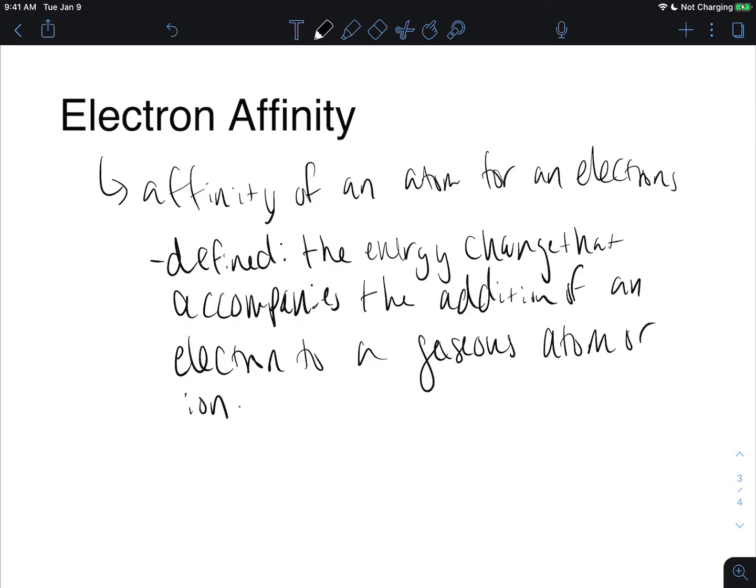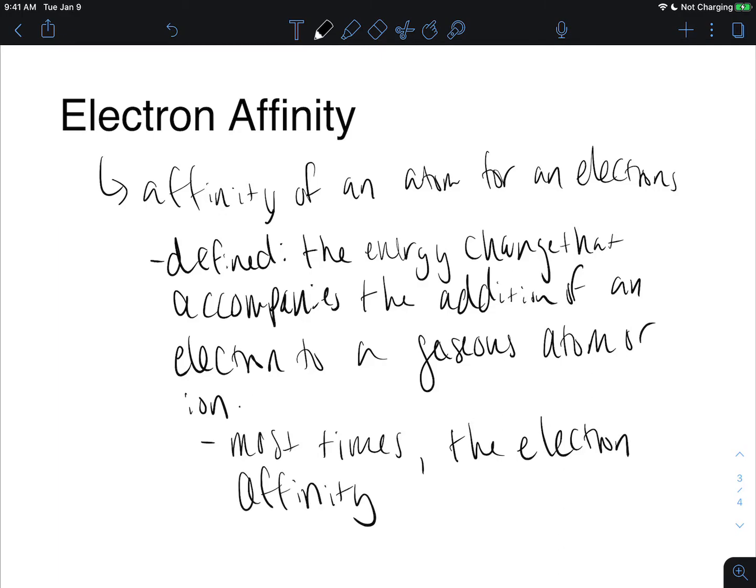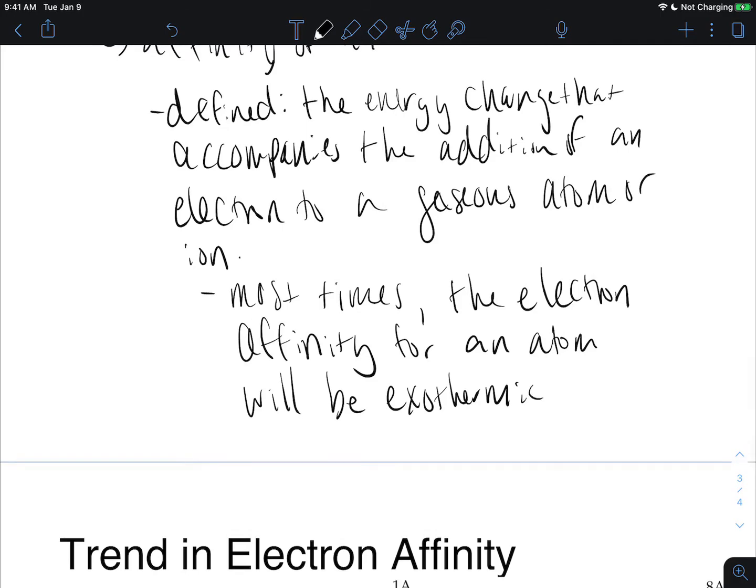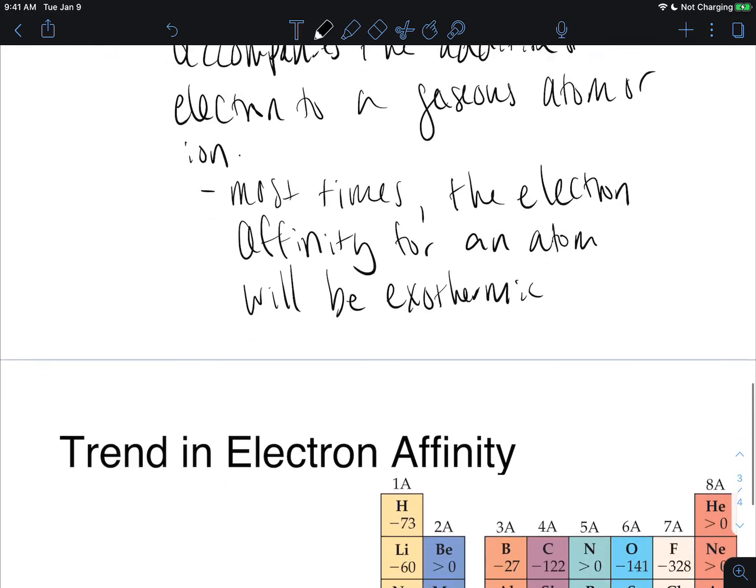Okay? The first time we add an electron to an atom, it's always going to be, or almost always going to be, exothermic. So most times the electron affinity for an atom will be exothermic. So it will release energy, so it will be an energetically favorable thing.